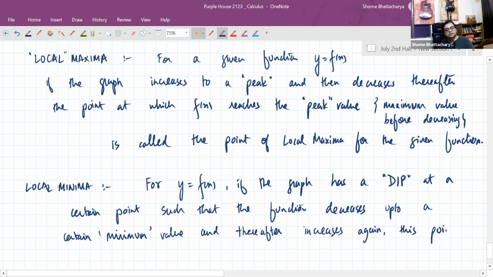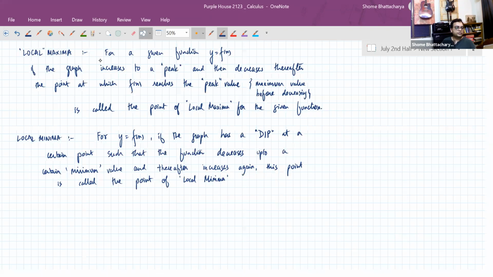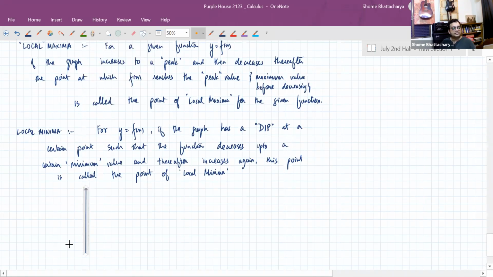This point is called the point of local minima. So again, our whole thing is not to get too much into mathematics over here. So we won't get too worried about technical definitions and all that.